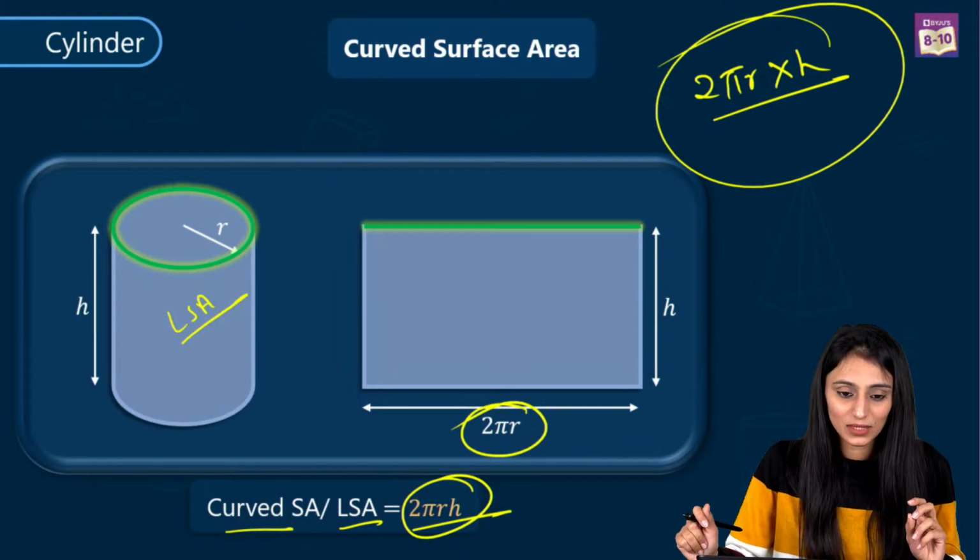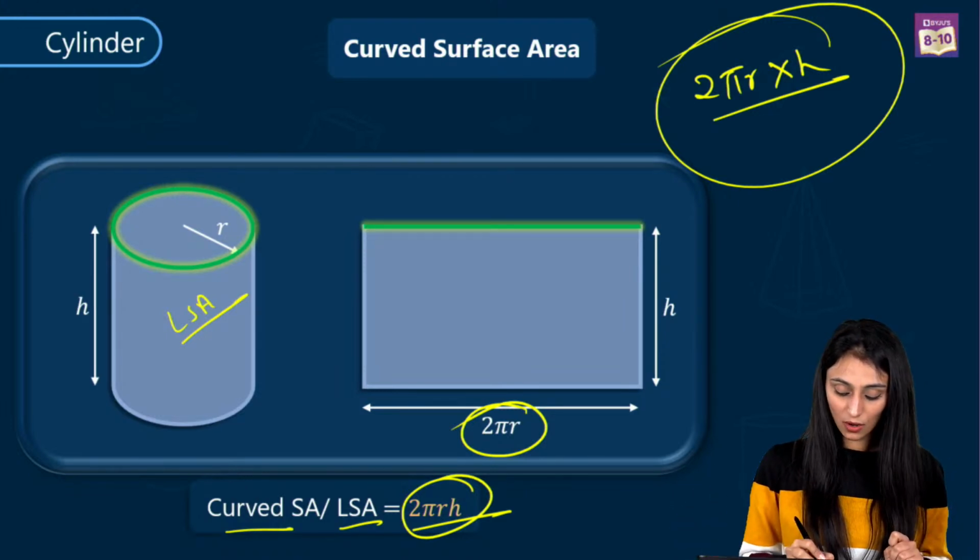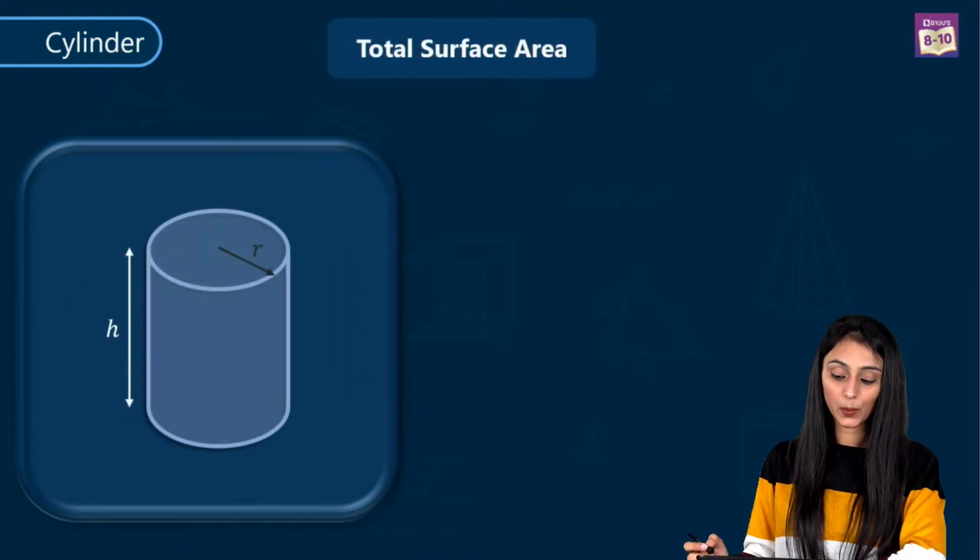Yes? Correct? Yes, 2 pi RH. That's the formula for the lateral surface area. Alright. Now when you talk about the total surface area, right?